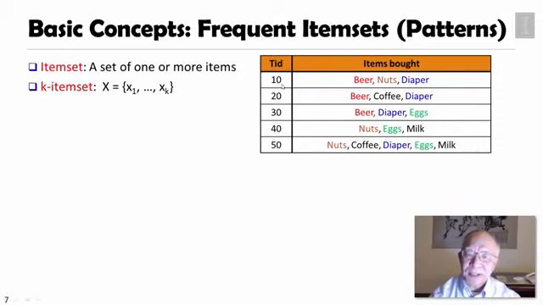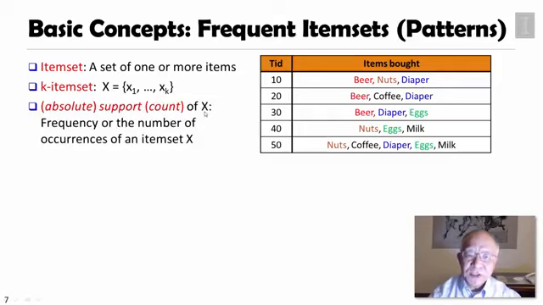For example, transaction ID 10 contains beer, nuts, and diaper, which form an item set because this is a set of items. And for this particular one, it is a 3 item set because it contains 3 items.